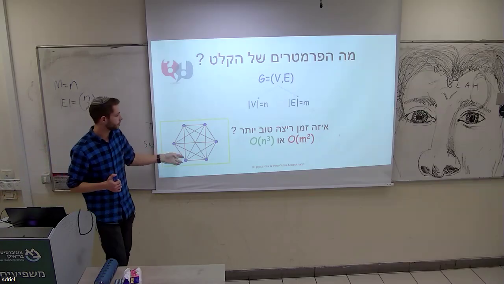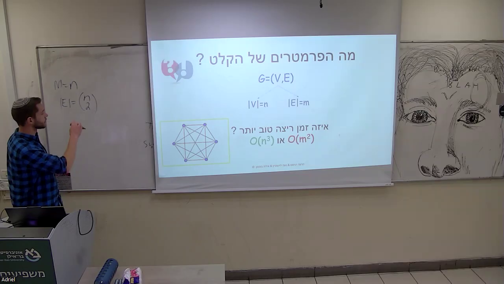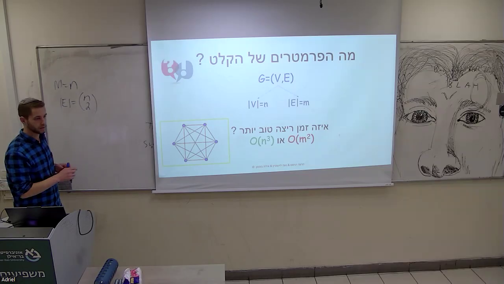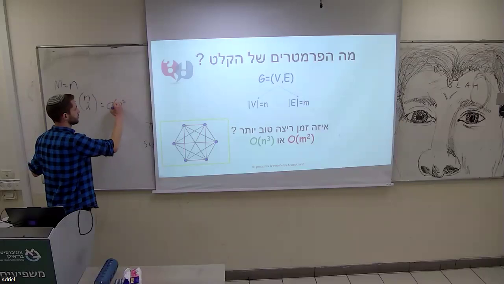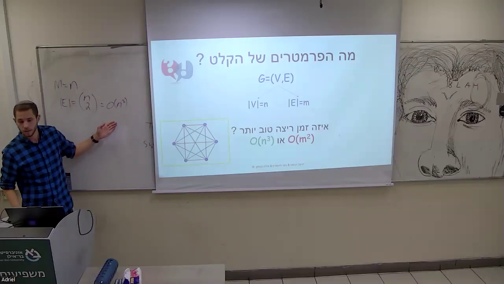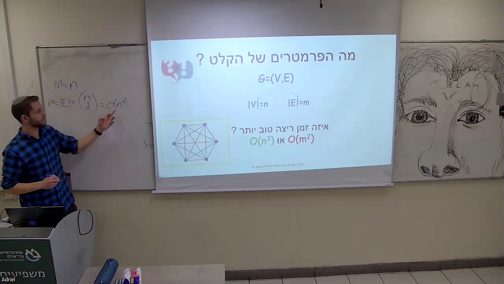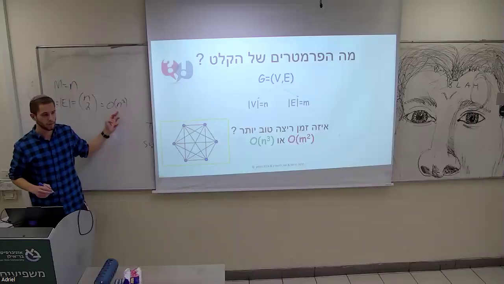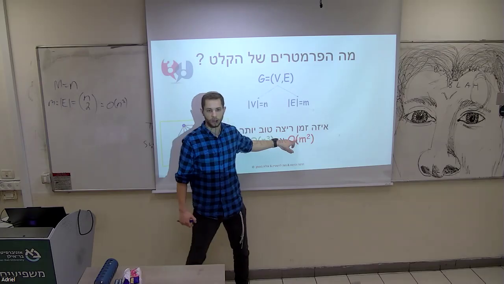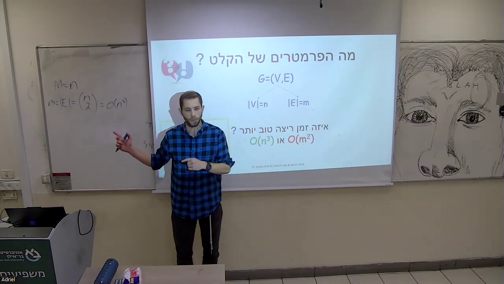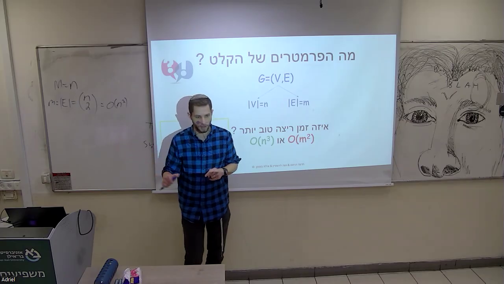So in a full graph, in a clique, we have n choose 2 edges. Therefore, n choose 2 is big O of n squared. So in the worst case, m is O of n squared. Right? So if it's a full graph, then O of m squared equals what? Equals m to the 4th power. Is that understood?